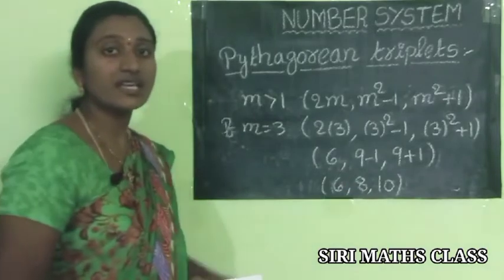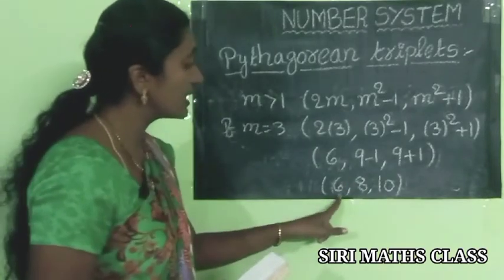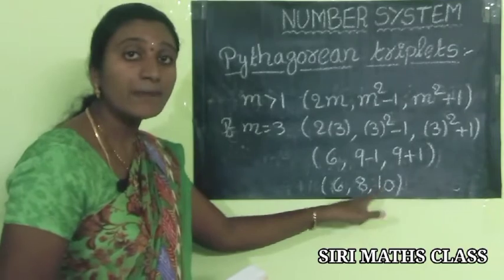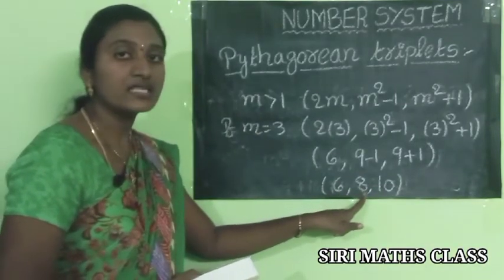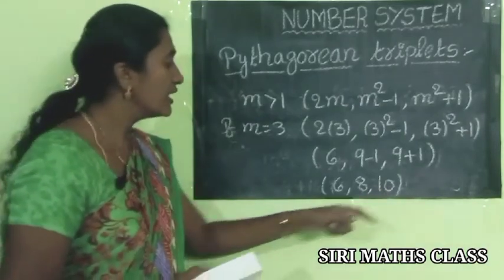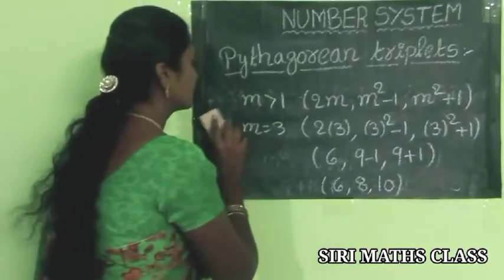Once again we can check the condition. What answer do we get? 6 comma 8 comma 10. By using the Pythagorean theorem, the condition is side square plus side square equals hypotenuse square. Here we can check that condition.